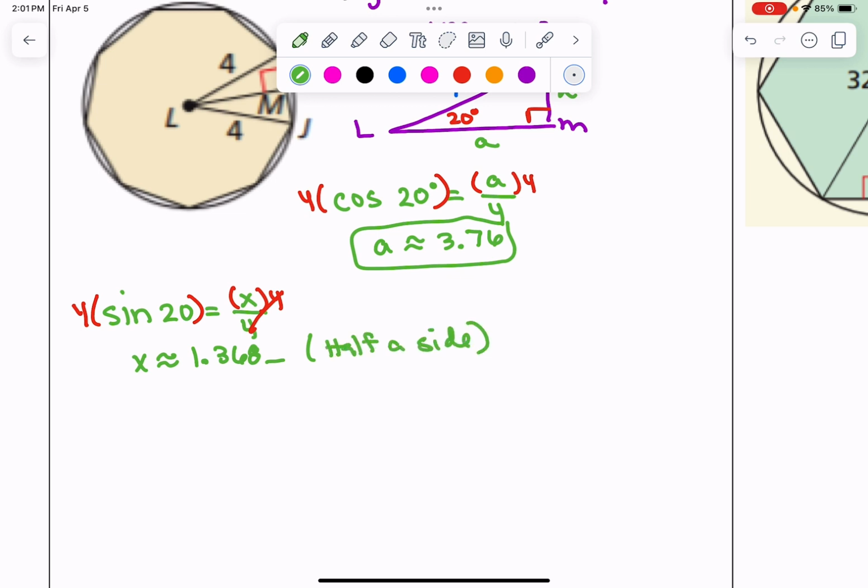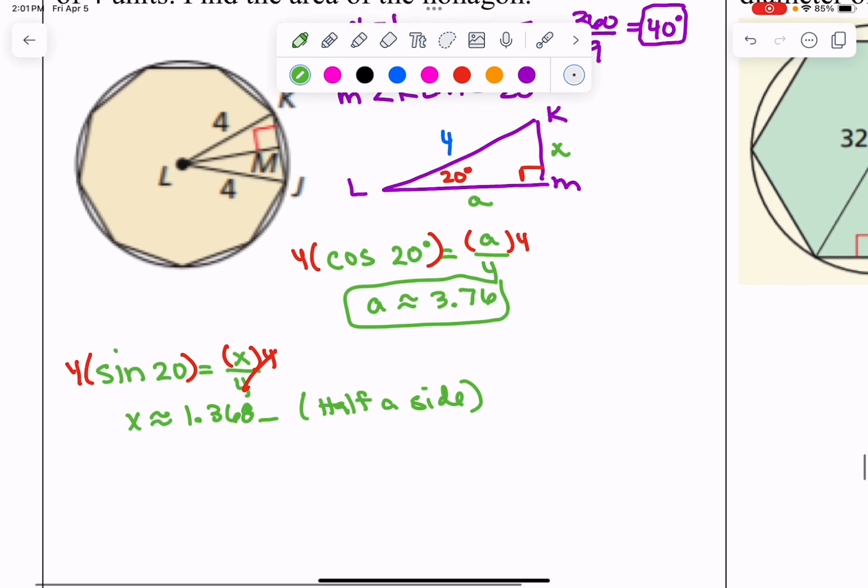For the perimeter, I need the entire side. So I want to find that length of KJ, the entire side, and I'm going to multiply this by 2. So then just hit times 2, and we get about 2.736. So KJ is going to be about 2.74.